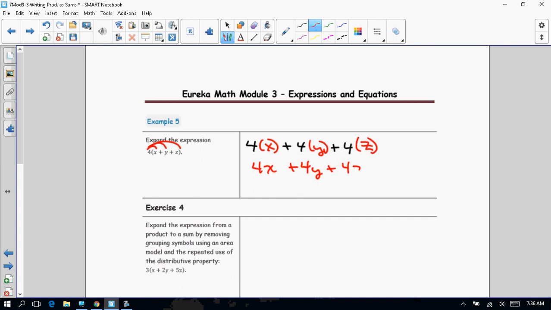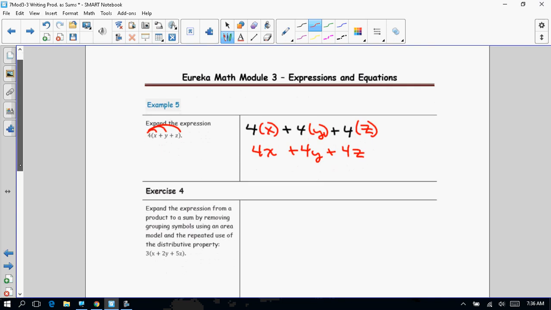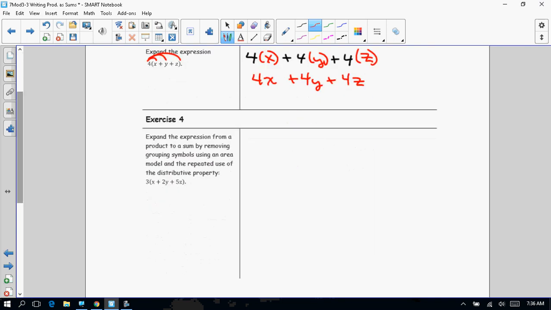I cannot combine those. All right, even though they all have multiples of 4, they don't all have the same variable with the same exponent or the same power. So that is all the further that goes. But you can expand it to more than just the 2 numbers. All right, so we're going to do the same thing. I'm going to draw it out this time, though. So we have 3 times x plus 2y plus 5z. And let's draw this out. Okay, so here's my 3.